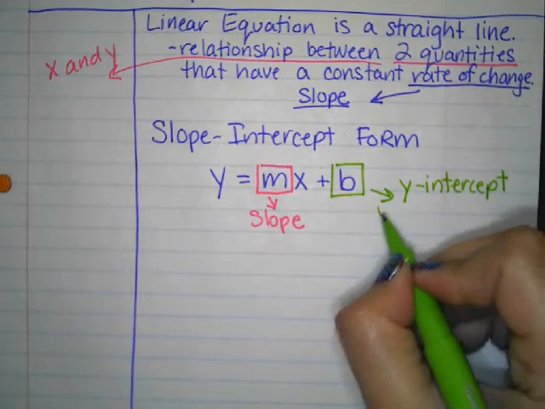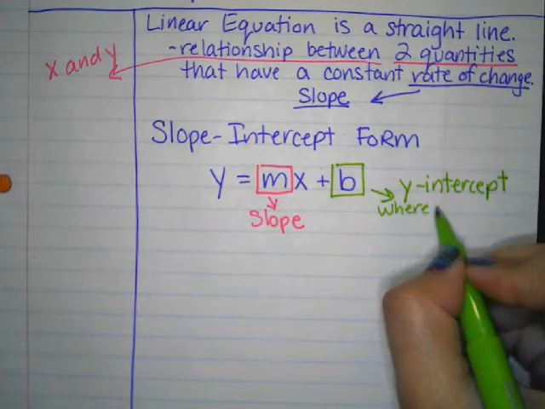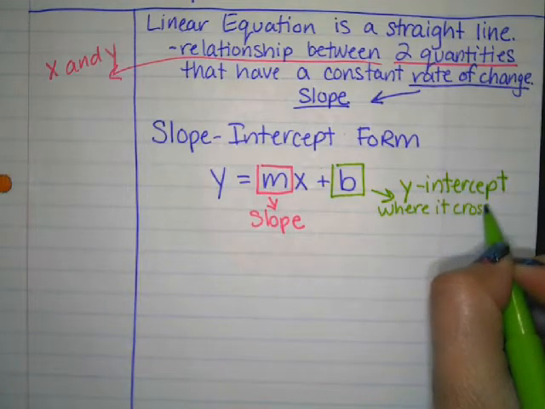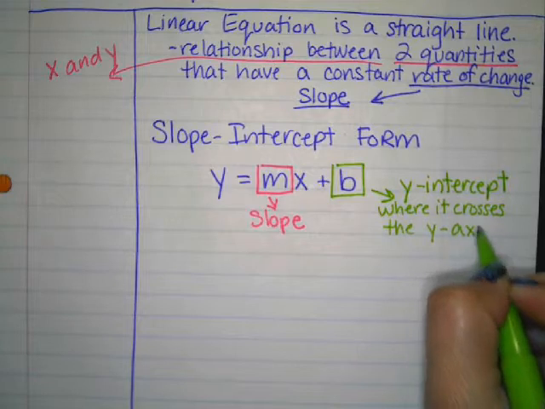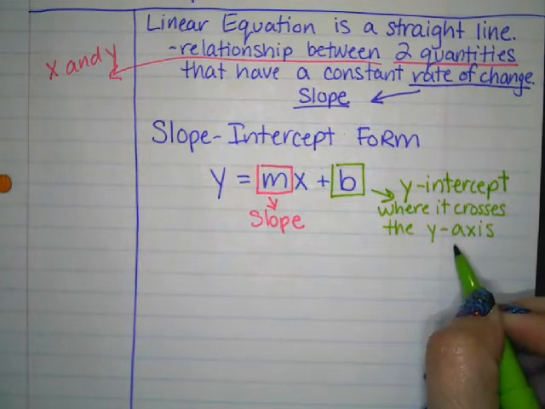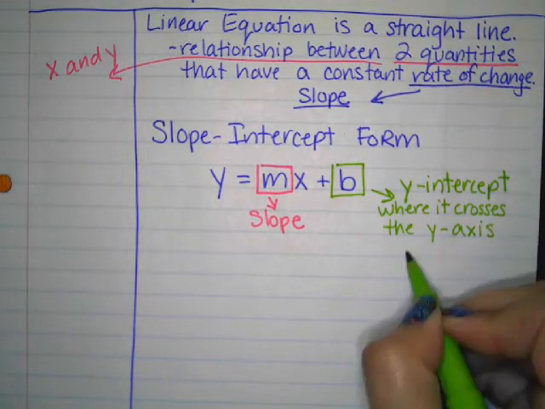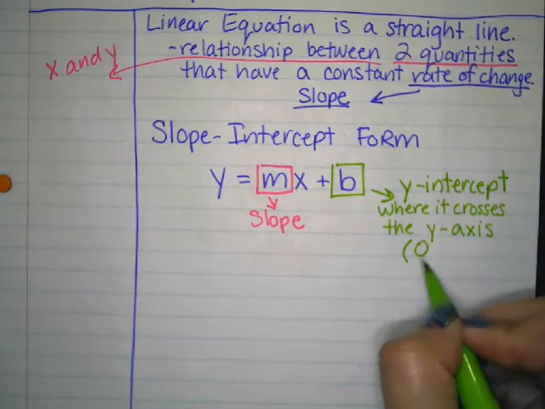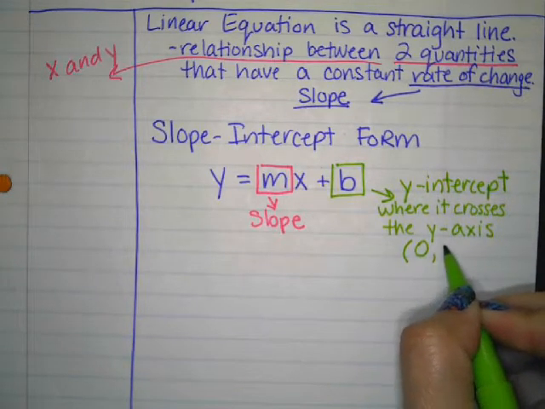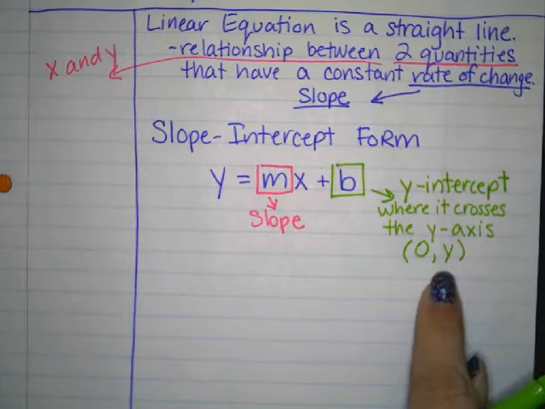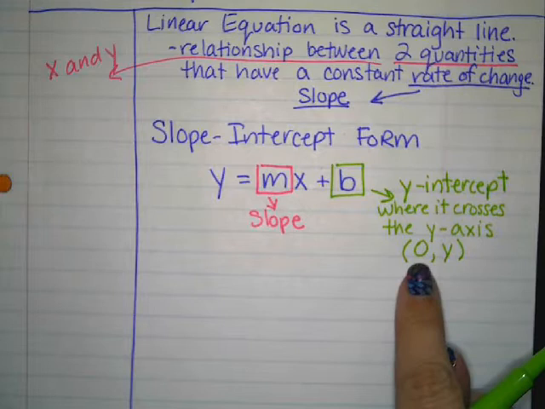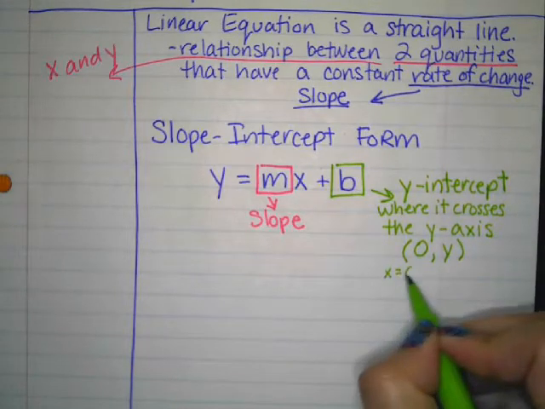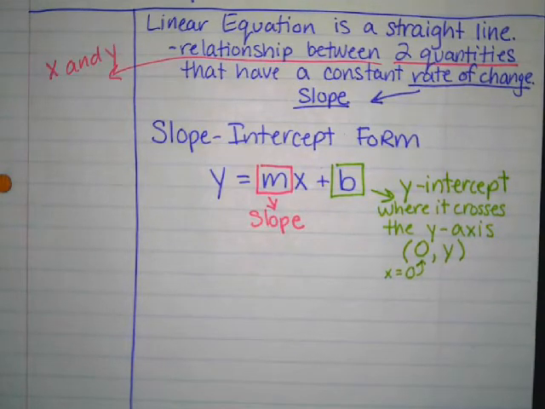Okay, so it's where it crosses the y-axis. So if it crosses the y-axis, it's going to be the point where x is going to be 0, and then we're going to have a number for y. That's going to be where it crosses, okay, is where x equals 0. So x is going to be 0 at that point, okay?